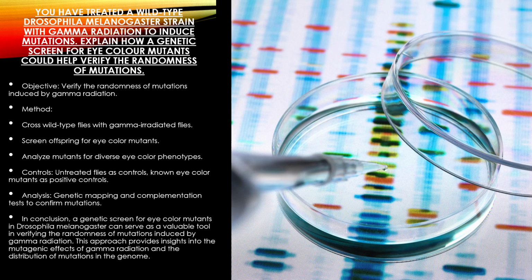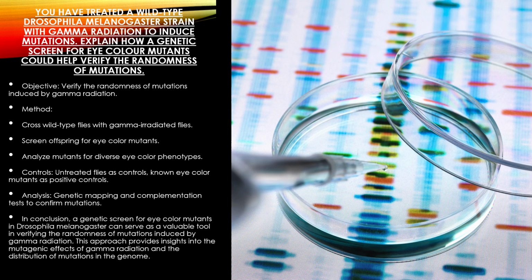This is our focus question. You have treated a wild-type fly strain with gamma radiation to induce mutations. Explain how a genetic screen for eye color mutants could help verify the randomness of mutations.